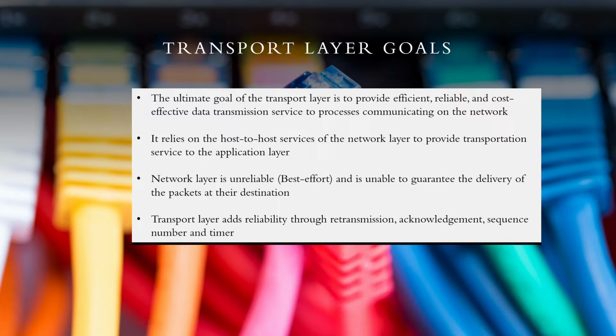The network layer receives the segments of the transport, cuts them up into small packets, and then routes packets individually. The network layer is a best effort layer that tries its best to get the packets to their destination. However, due to congestion and error, packets may be lost or delayed. The transport layer compensates for this shortcoming through retransmission, acknowledgement, sequence number, and timer.